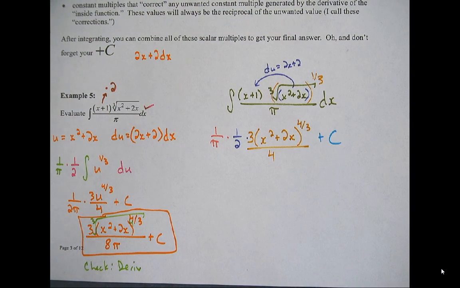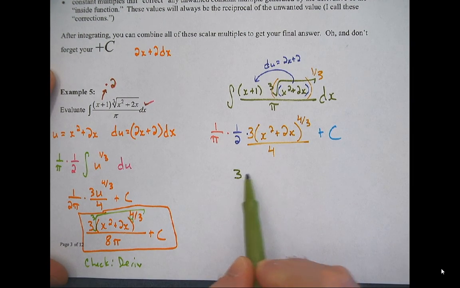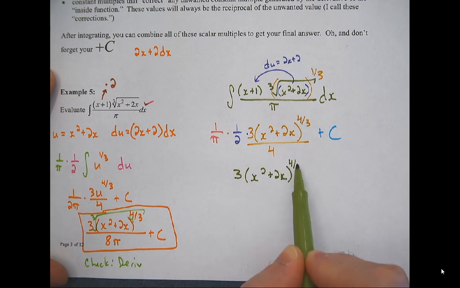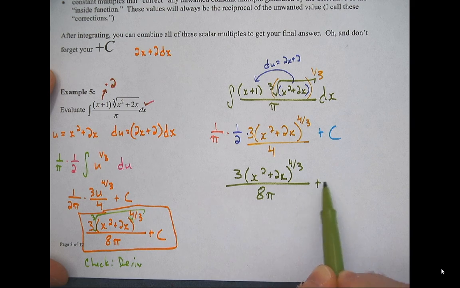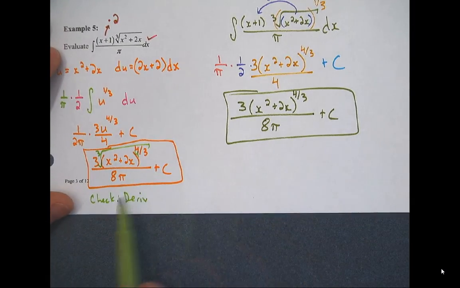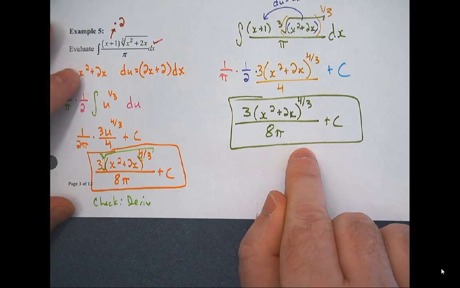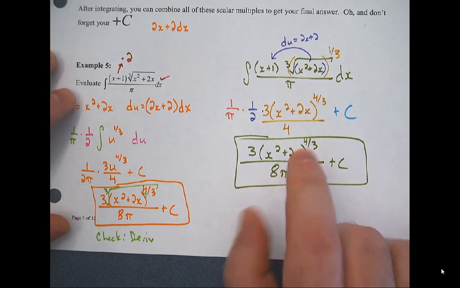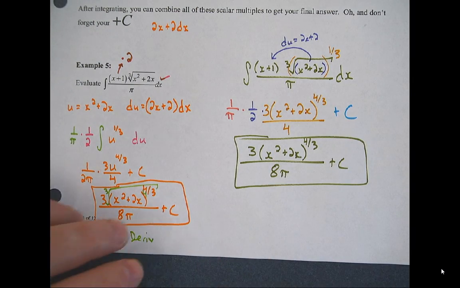All right, now let's clean all this up and see if we get the same thing that we had over here. So I've got my 3 times x squared plus 2x to the 4/3 over 8 pi plus c. Pretty cool, pretty cool. This is my first year teaching pattern recognition. I wonder if in a couple years I'll like this method better. But you'll see in the next couple examples, I don't like it yet.